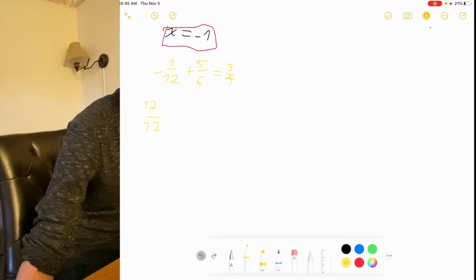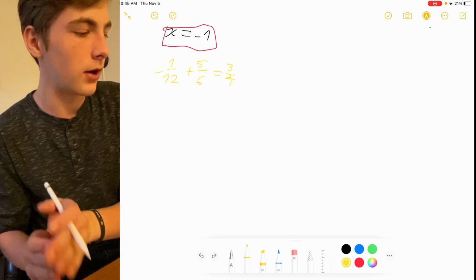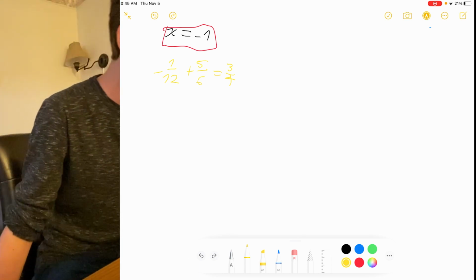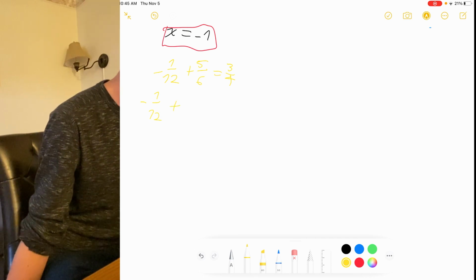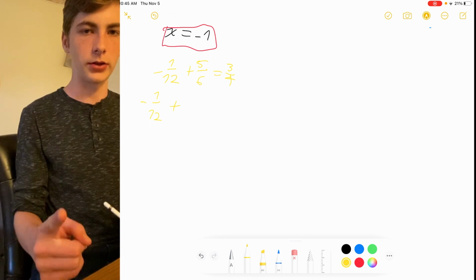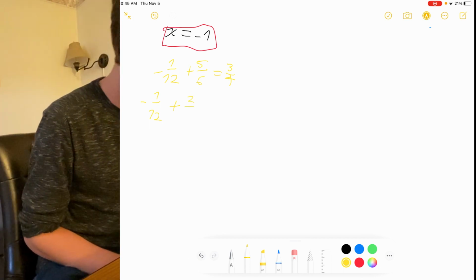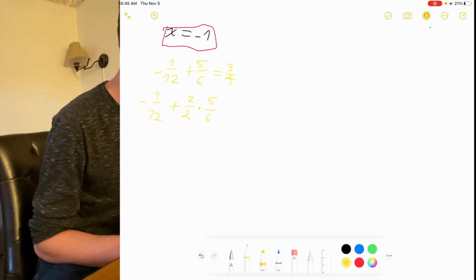Actually, sorry, that's wrong. We're going to multiply by what we need to get that fraction's denominator to equal 12. So in this case, it's already there, so we can just write that one down, -1/12. For this one, what does it take for 6 to get to 12? Well, it needs an extra 2, right? So we're going to multiply by 2 over 2, which is the same as 1, times 5/6.